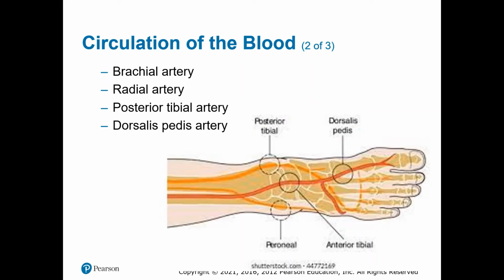So your brachial artery, radial artery, posterior tibial artery, and dorsalis pedis are all arteries where you're going to feel a heartbeat, or you should feel a heartbeat. The dorsalis pedis is a very hard one to feel, but you can feel it, especially on kids. It's a little bit easier.